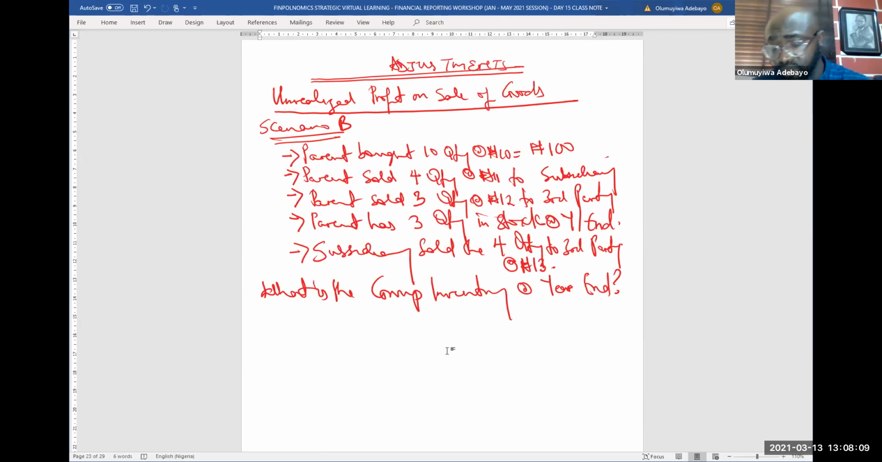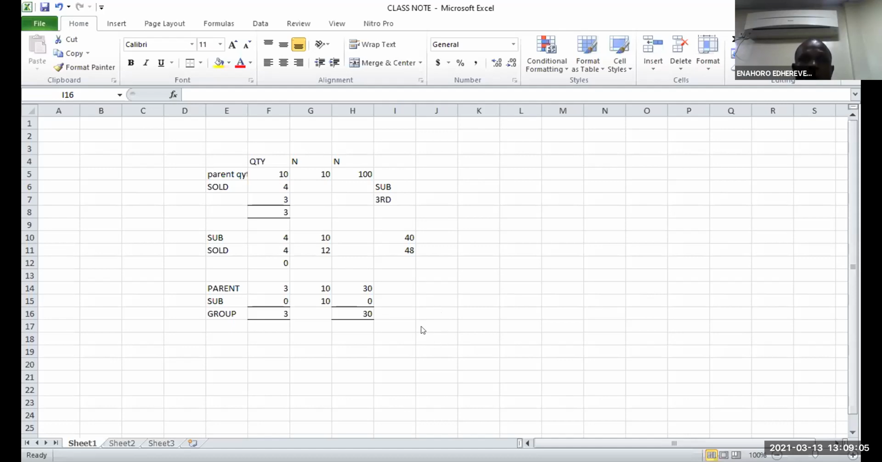Can you go back to our NRO? You'll be the one assisting us all through. Go back to your slide. Let me allow you to share your slide. The only difference is that parents sold the 4 units to subsidiary not at 10 naira, which was the cost, but sold at 11 naira. Enaro, can you proceed? Can you see my screen? We can't see your screen. You're not sharing your screen. Okay. Can you see my screen now? Yes, you can see your screen now.